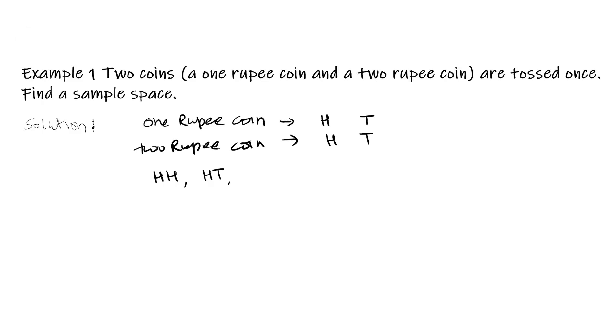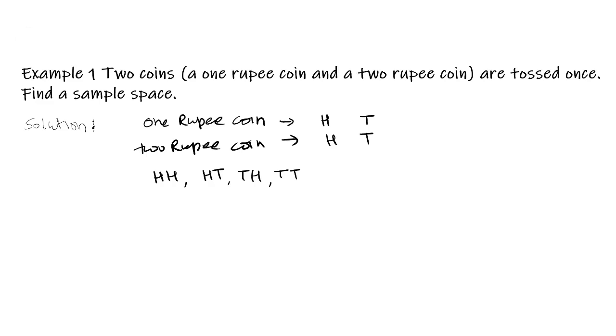And when the 1 rupee coin shows the tail and the 2 rupee coin shows the head, then we denote it by TH, tail and head. And when the 1 rupee coin shows tail and the 2 rupee coin also shows the tail, then our outcome is recorded as TT, which is tail in both the coins.